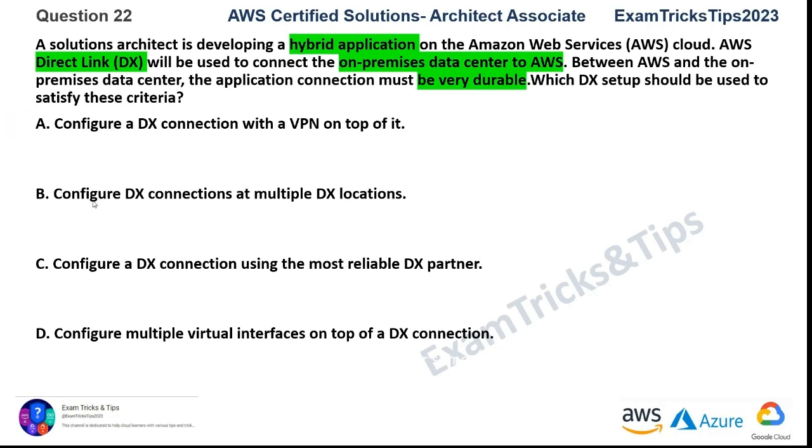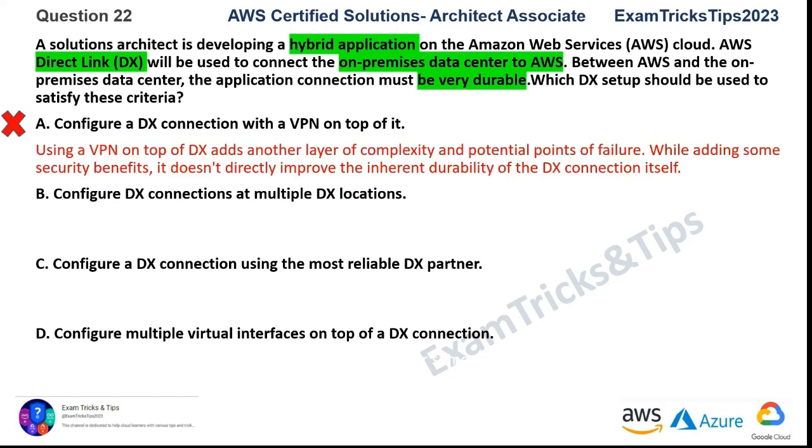The first one says: on the existing DX connection, you put a VPN on top. A Direct Connect connection is highly durable and it has high bandwidth. Adding a VPN on top of a Direct Connect connection is not going to make it any more durable, and it's just adding unnecessary complexity. So this is a very incorrect solution, and I'll rule that out.